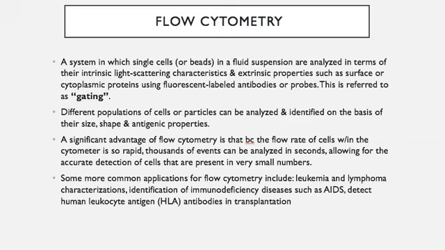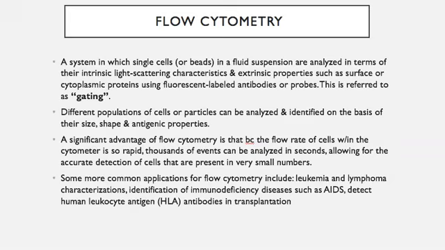One of the biggest advantages of flow cytometry is that because the flow rate of cells within the cytometer is so rapid, thousands of events can be analyzed in seconds. So it allows for the accurate detection of cells that are present in very small numbers. Some more common applications for flow cytometry are in leukemia and lymphoma characterizations, identification of immunodeficiency diseases like AIDS, and in detecting human leukocyte antigen antibodies for transplantation.